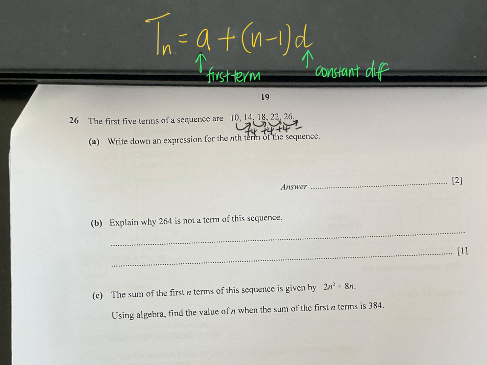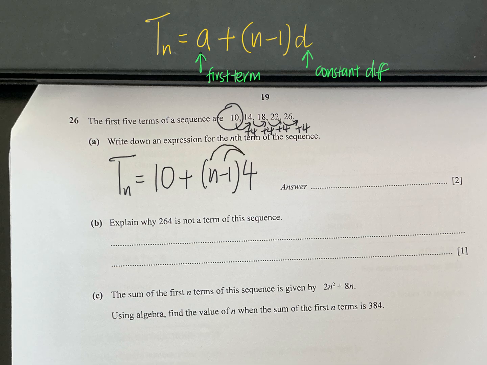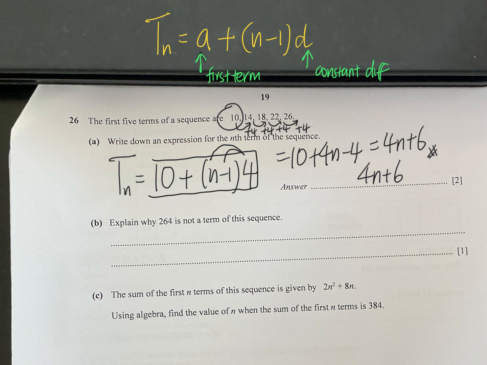Okay, the first term in the sequence is 10. So if you follow the formula, 10 plus n minus 1 times 4. So this is the formula they want. Go and expand out. So you will get 10 plus 4n minus 4. 4n plus 6 is the formula. The unknown is n minus 1. So this one will change according to your difference. This one will change according to your first term.